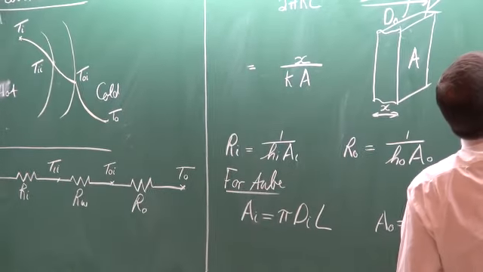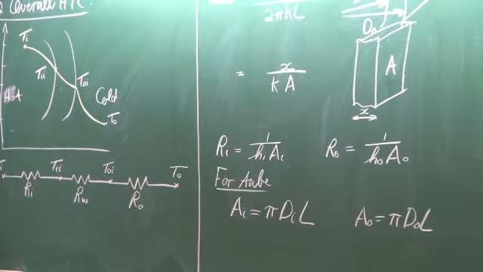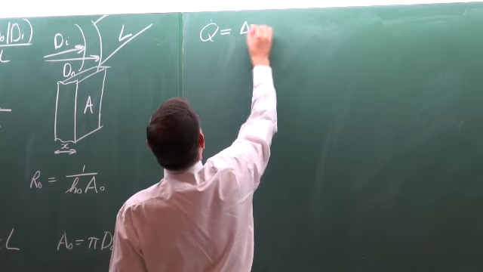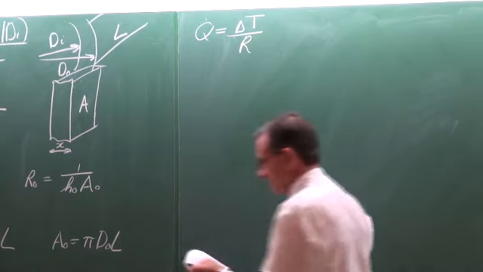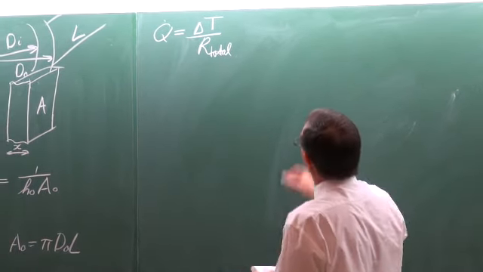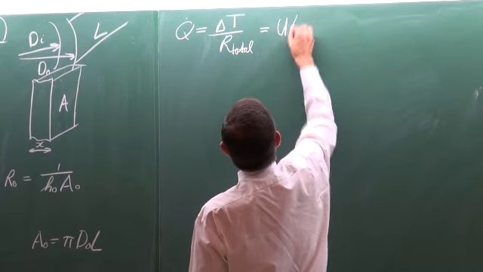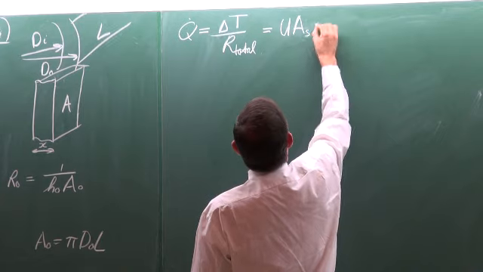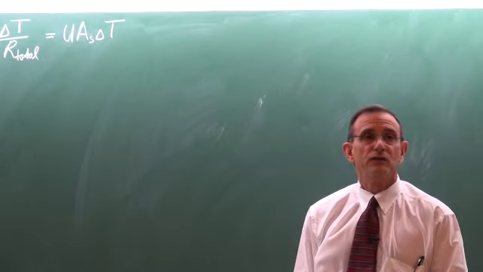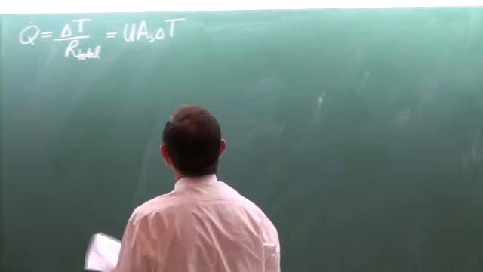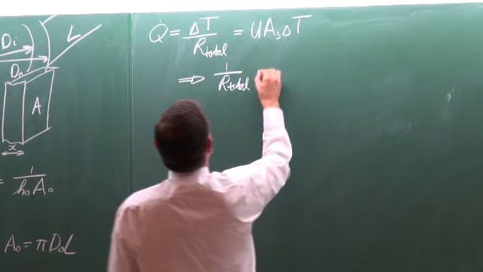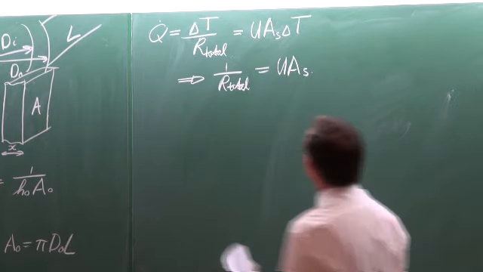Okay, and we've already done it with conduction heat transfer, in the sense that we can calculate the heat transfer rate as equal to the delta T multiplied by the total resistance. We can also write it as U multiplied by the area multiplied by delta T. Okay, different formats. Thus, 1 divided by the total resistance is equal to U multiplied by the surface area.